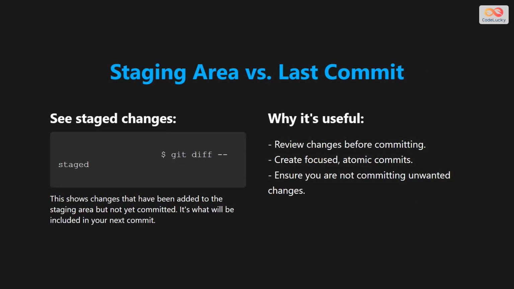Now, if you want to see what you've staged for your next commit, you use git diff --staged. This shows you the changes that are ready to be committed. It's a great way to review your work and make sure you're creating a clean, focused commit.